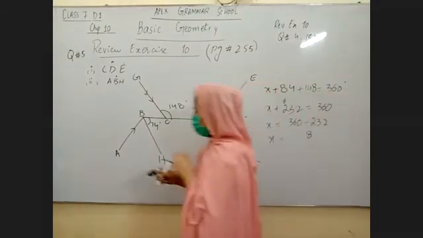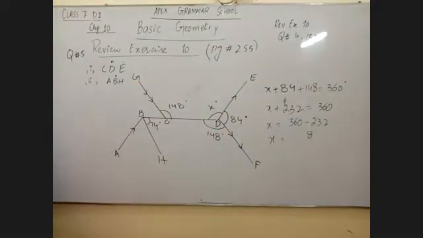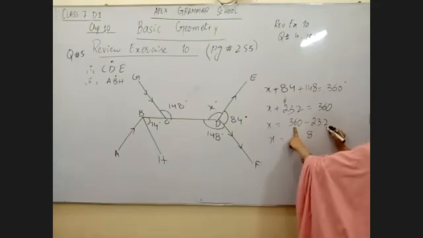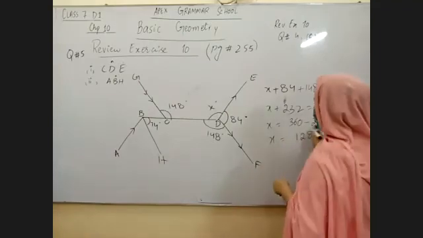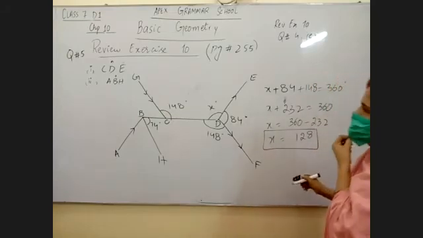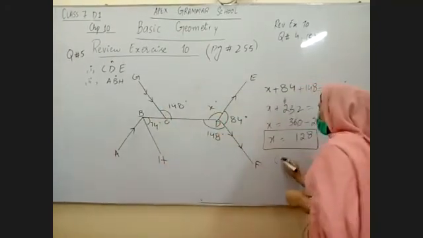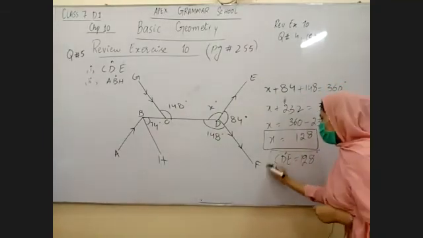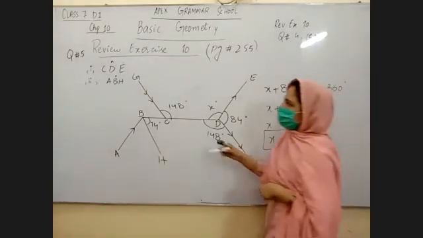Let me check the values. 84 and 148. Okay, 10 minus 2 is 8, 5 minus 3 is 2, 3 minus 2 is 1. So my angle x is 128. It was CDE. So CDE is 128 degrees.